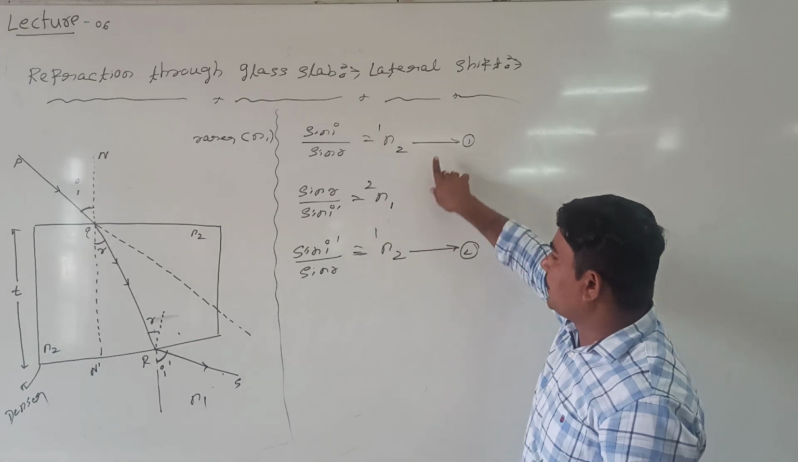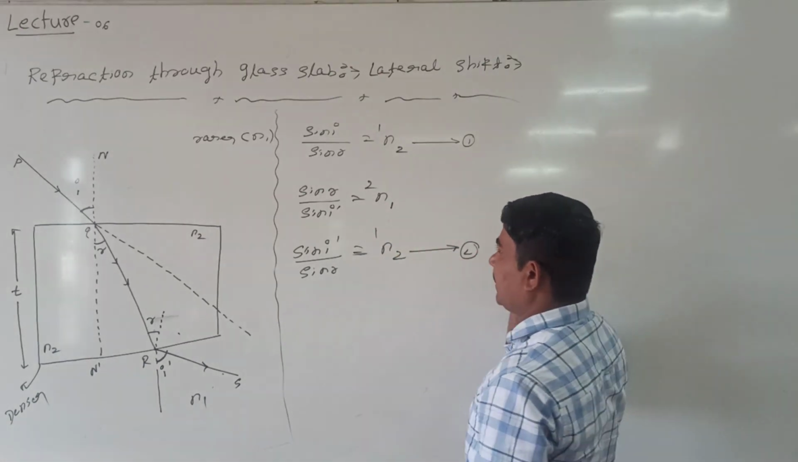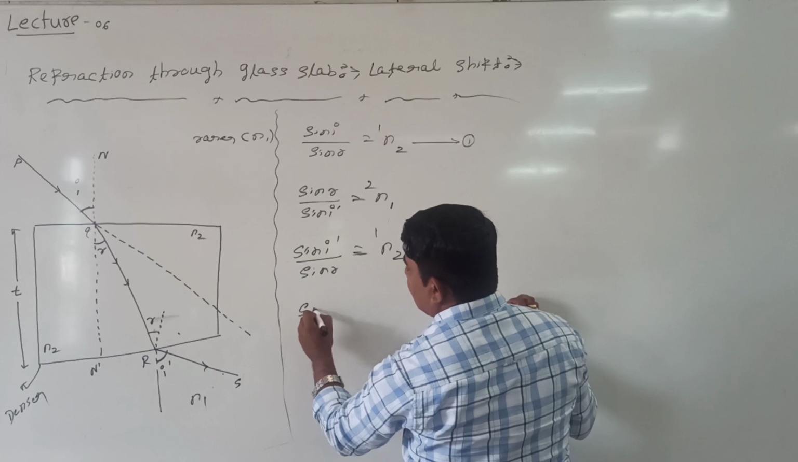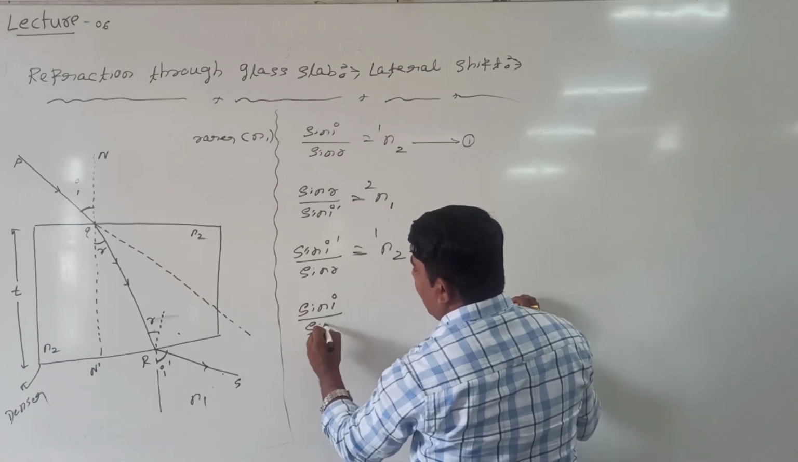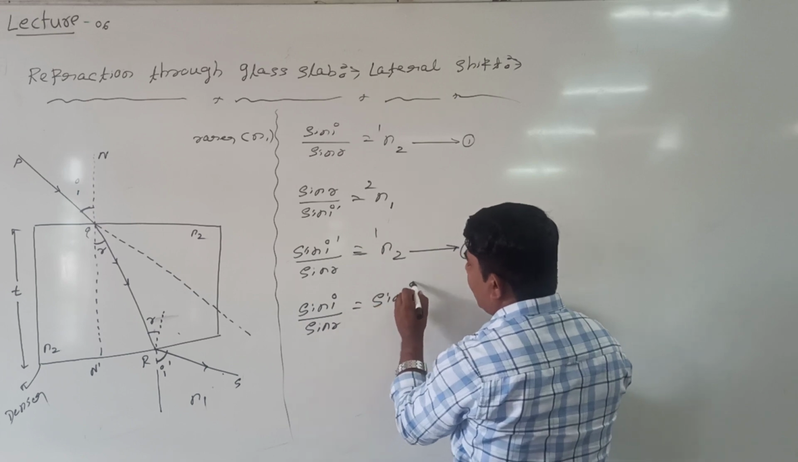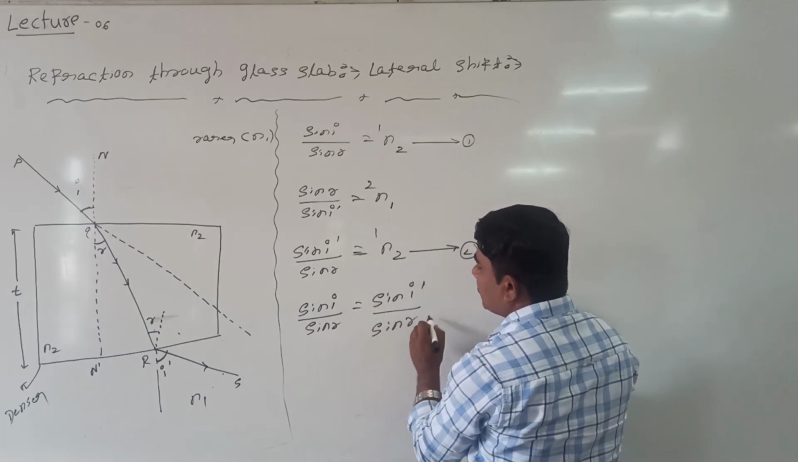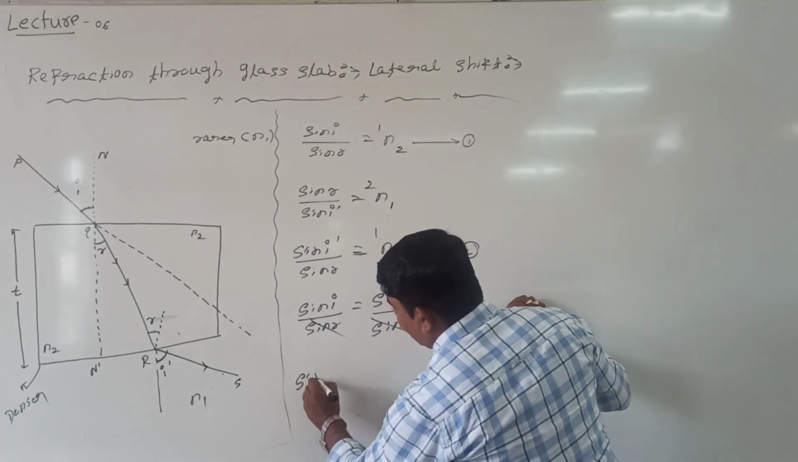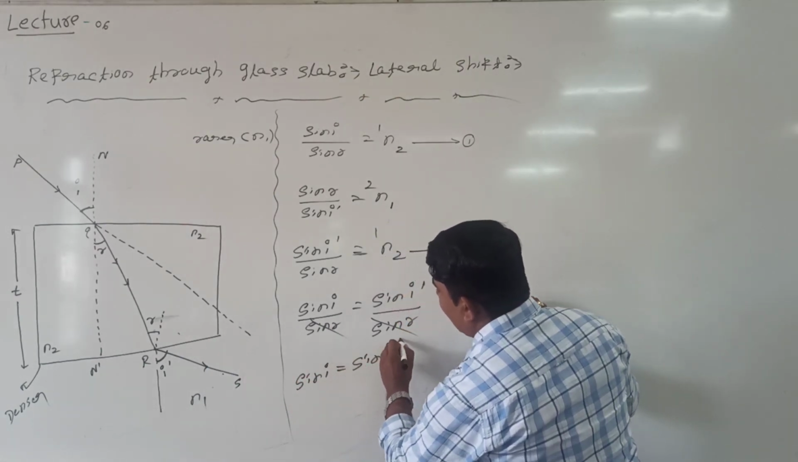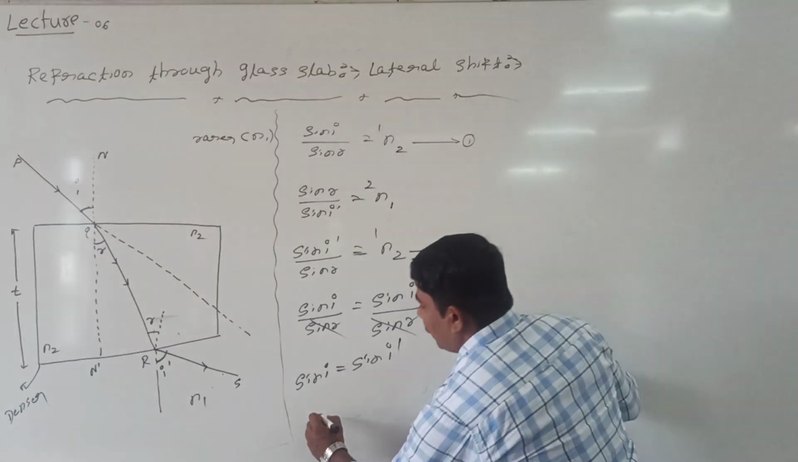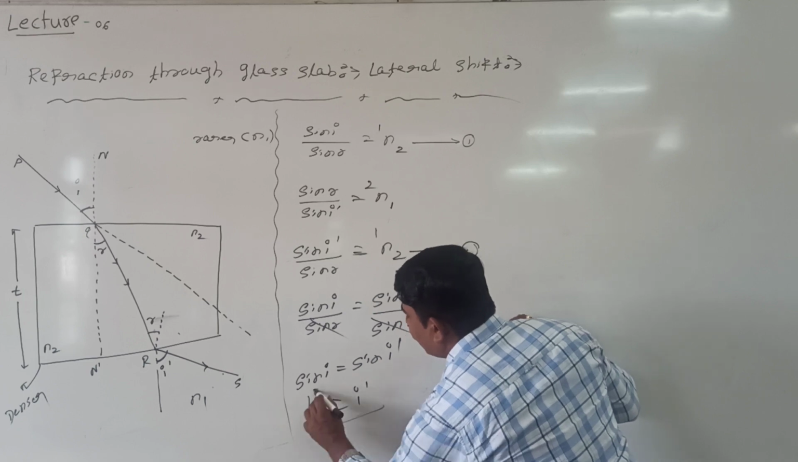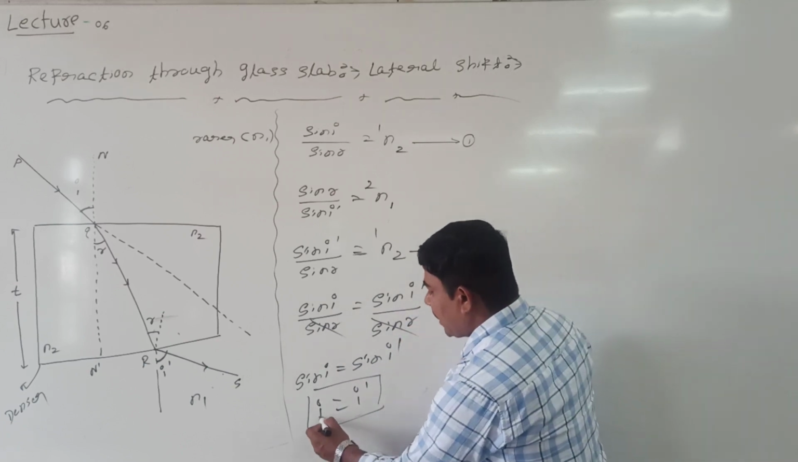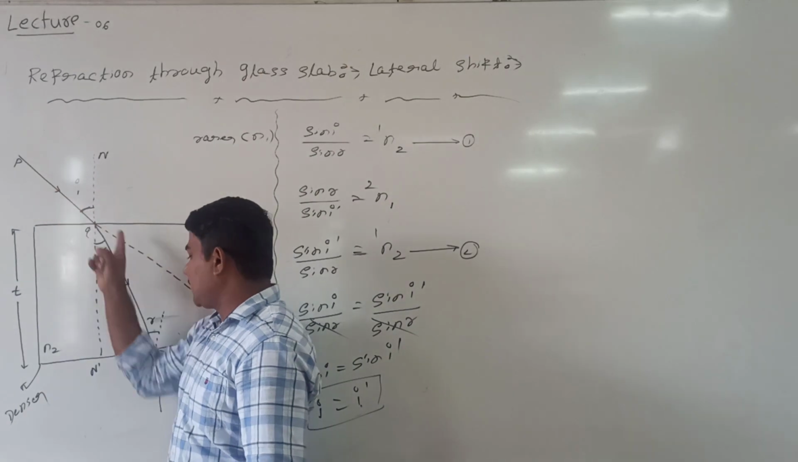Now just compare equation 1 and 2. If you compare these, what are you getting? See here, n21 here and n21 here. Then, sine I divided by sine R is equal to sine I dash divided by sine R. Sine R gets cancelled. What is remaining? Sine I is equal to sine I dash. Then I is equal to I dash. What is I? The angle of incidence. What is I dash? The angle of emergence. If the angle of incidence is equal to the angle of emergence, the incident ray is said to be laterally shifted.